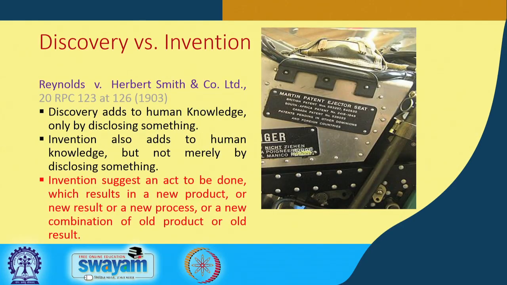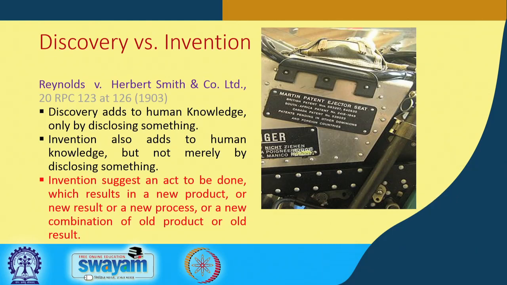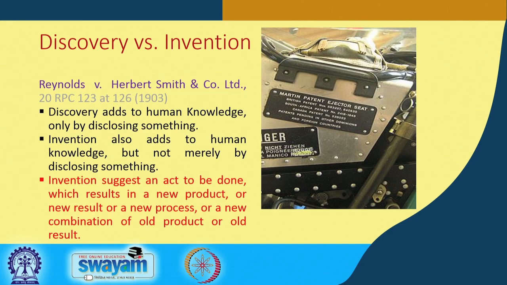Before we get into the legal provision, let us try to understand what makes an invention different from a discovery. Say, for example, when Einstein discovered the famous equation by which energy can be converted into matter and matter can be converted into energy, it was already pre-existing in nature. He made a discovery of the natural principles which were existing. A discovery also adds to human knowledge, and an invention also contributes to human knowledge. But an invention not merely discloses something, it suggests an act to be done, which results in a new product or a process, or a new combination of old products and old results.